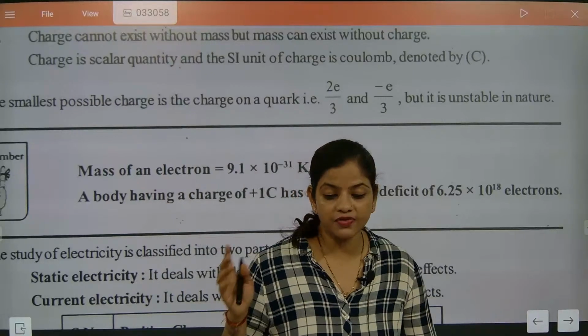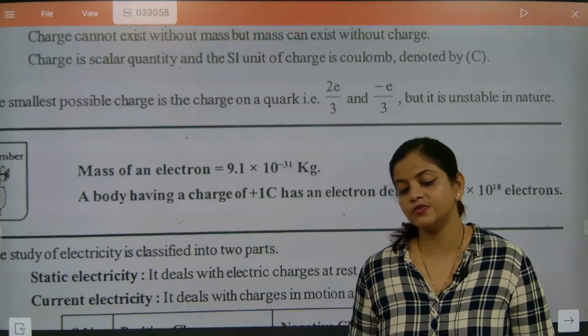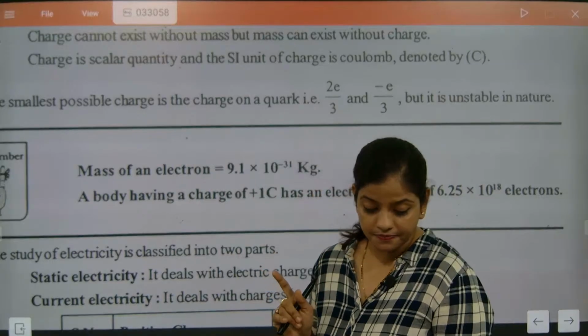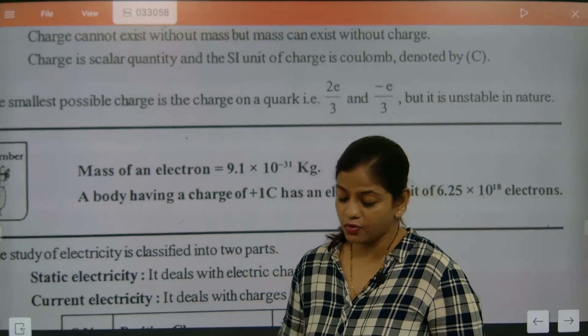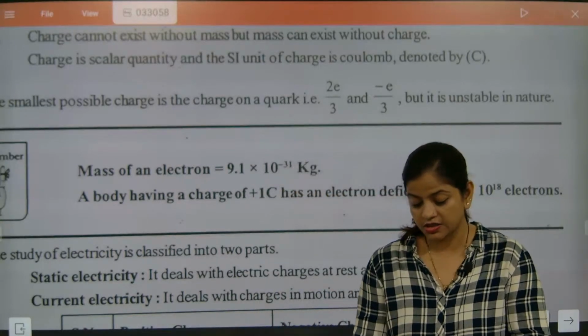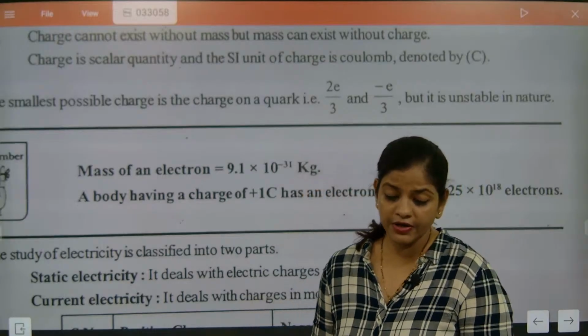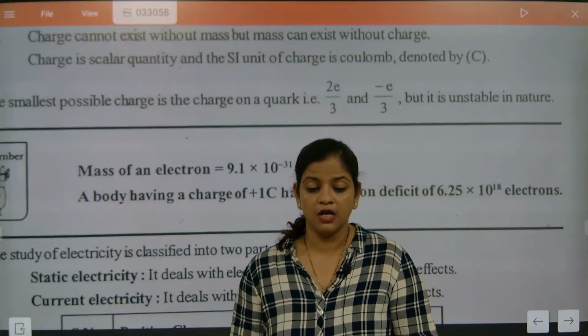So in the morning we have studied very important points. We studied about electrons, and we came to know that 1 coulomb of charge consists of 6.25 × 10^18 electrons.